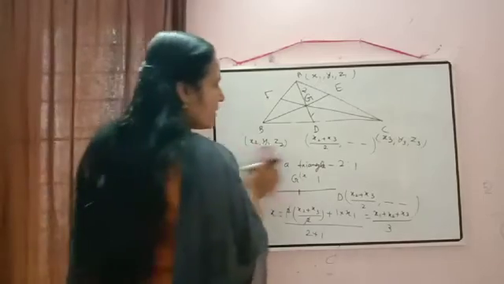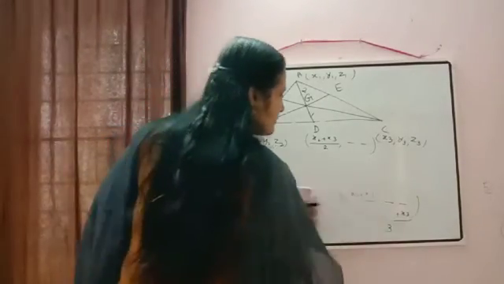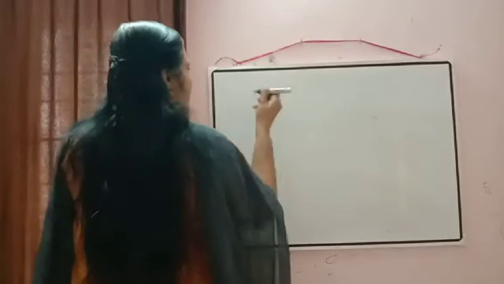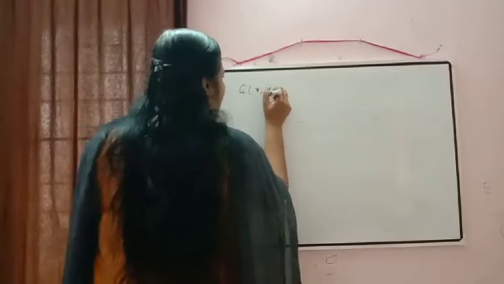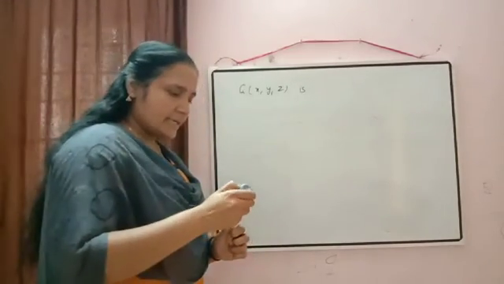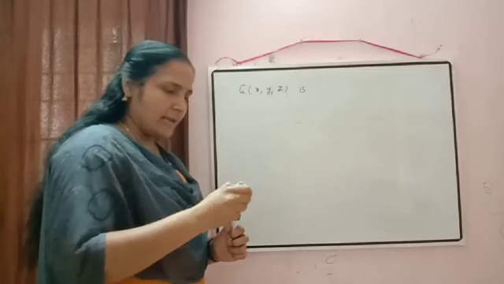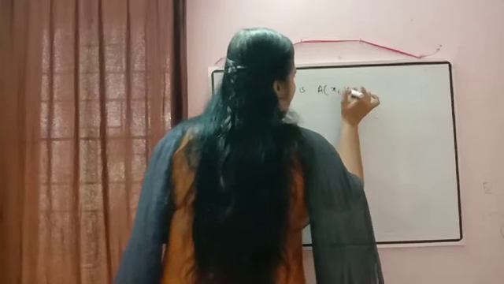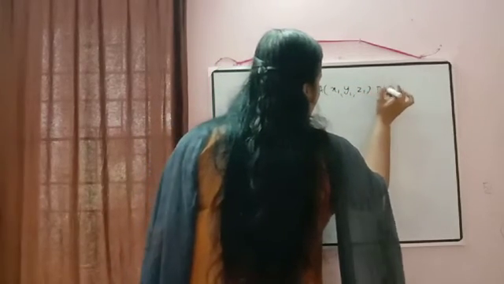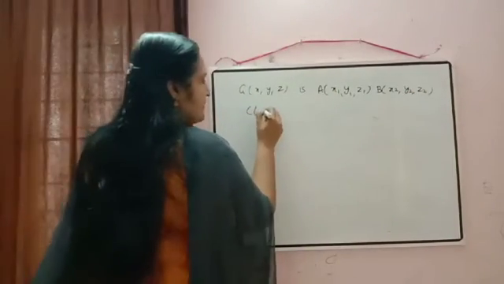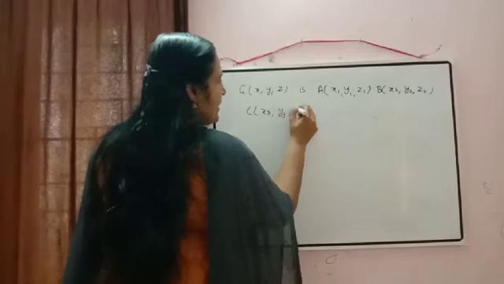So in the same way y coordinate and z coordinate also will come. So just write down there: if G (x, y, z) is the centroid of the triangle ABC with A (x1, y1, z1), B (x2, y2, z2), C (x3, y3, z3).